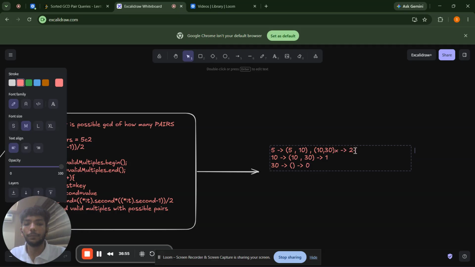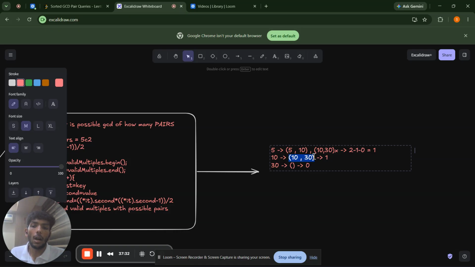So we cancel it and subtract 1. Okay. Now for 30, 30 is not ruining its party, so we subtract 0. So what we have decided is that 5 initially had two possibilities, but 10 came and took away one pair. 30 also came, but it was not able to form a pair. So 5 is a valid GCD of only 1 pair. Now here 10 has 1.